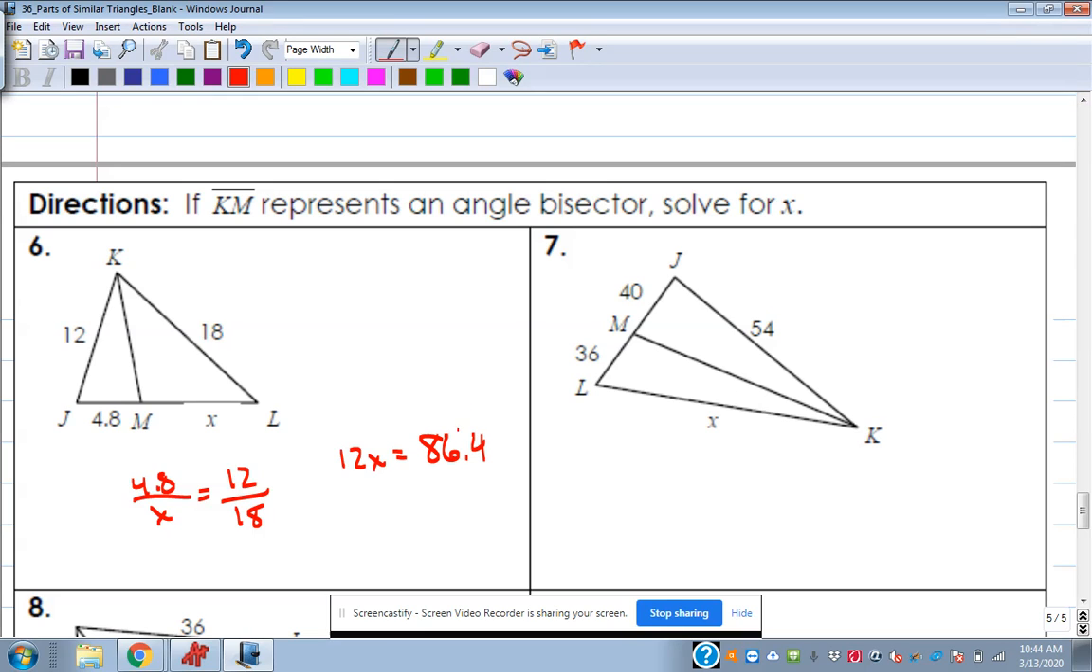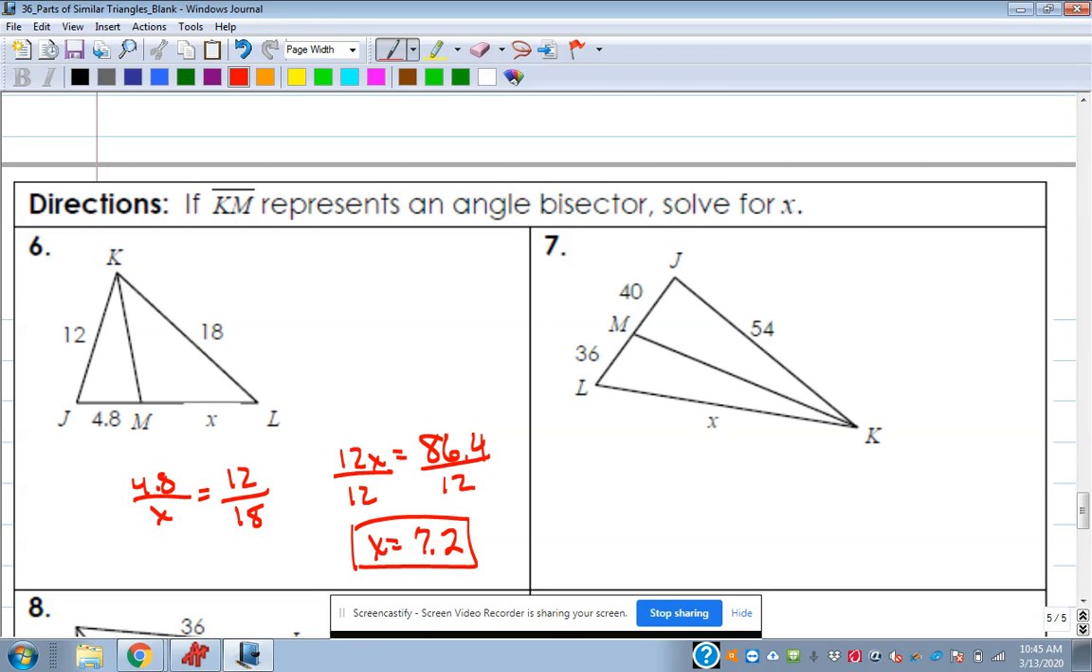86.4 divided by 12. 7.2. And the way Logan said set it up, you still get 7.2 that way. Here's what happens. It creates two similar triangles when that happens. That these triangles are similar by side angle side is really what happens. That's why you could set it up different ways and it worked.